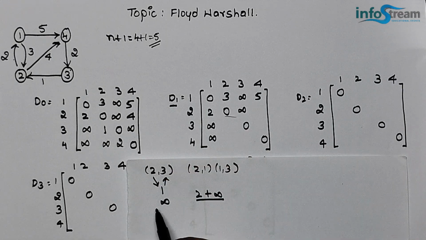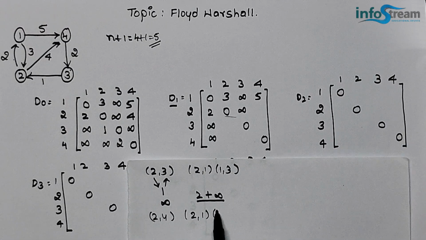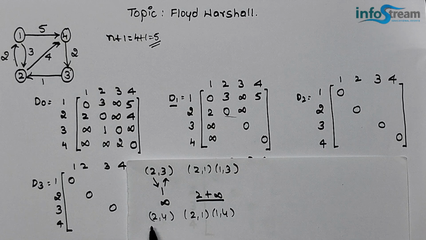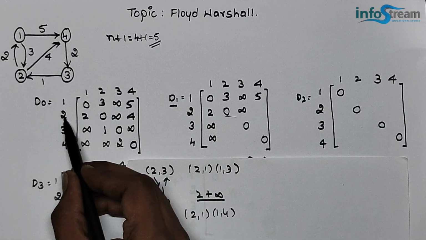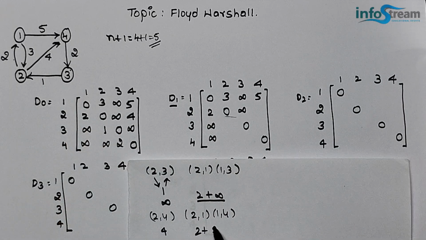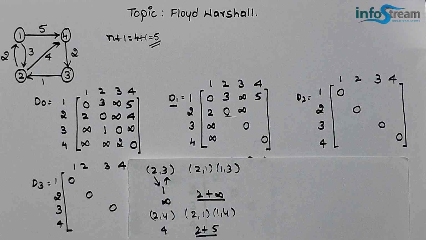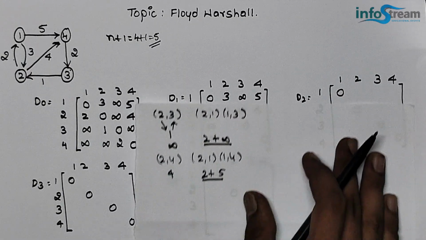Now 2, 4. 2, 4 means you will come from 2 to 1, from 1 to 4. The value of 2, 4 in the previous matrix is 4. The 2, 1 value is 2 plus the 1, 4 value which is 5. So 5 plus 2 will be 7. Among 7 and 4, which is the smaller one? 4 is the smaller one. So you will write 4 here. Next I must find the value of 3, 2.